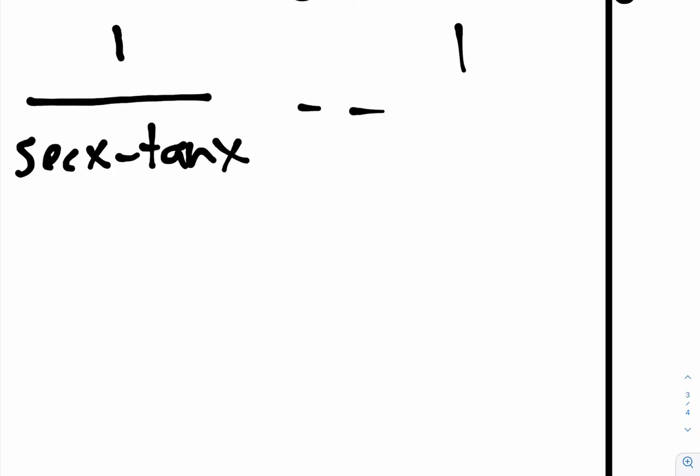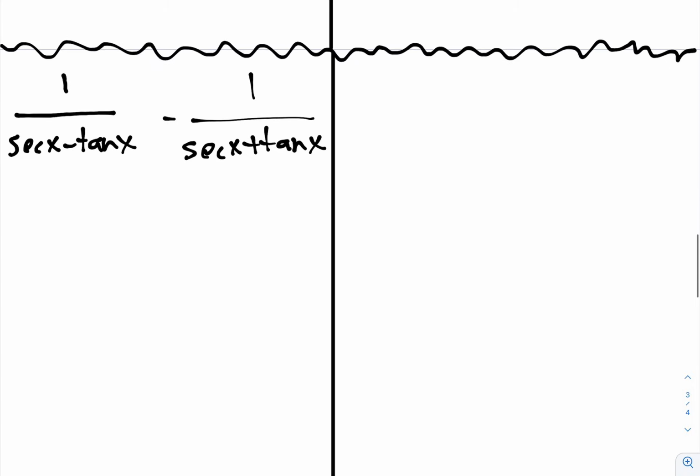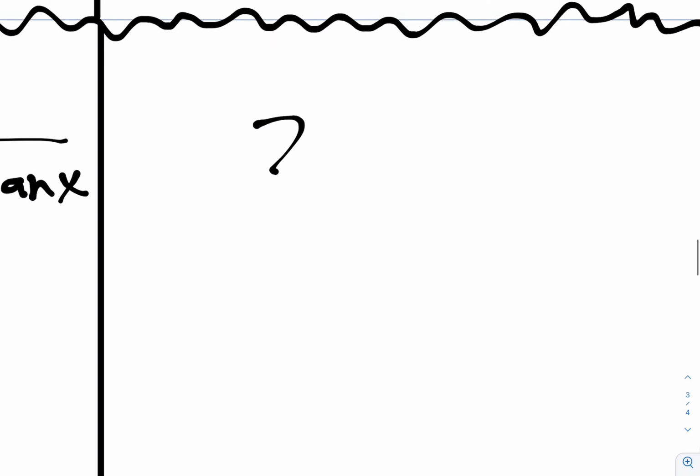Okay, so now I'm going to try and think of another one that we can do here. Let's do 1 over secant x minus tan x, minus the fraction 1 over secant x plus tan x. Okay, I'm going to say that that is equal to 2 tan x, and we're going to try and prove this.